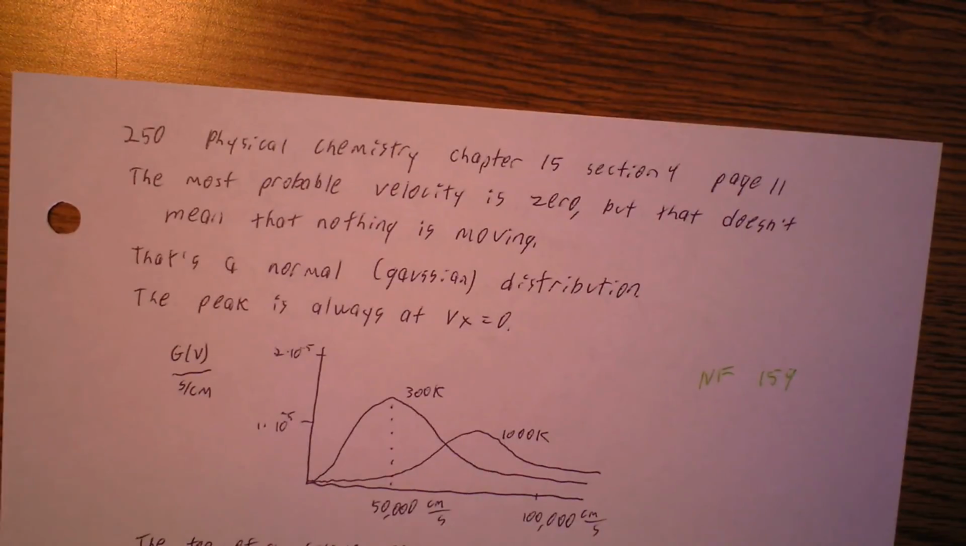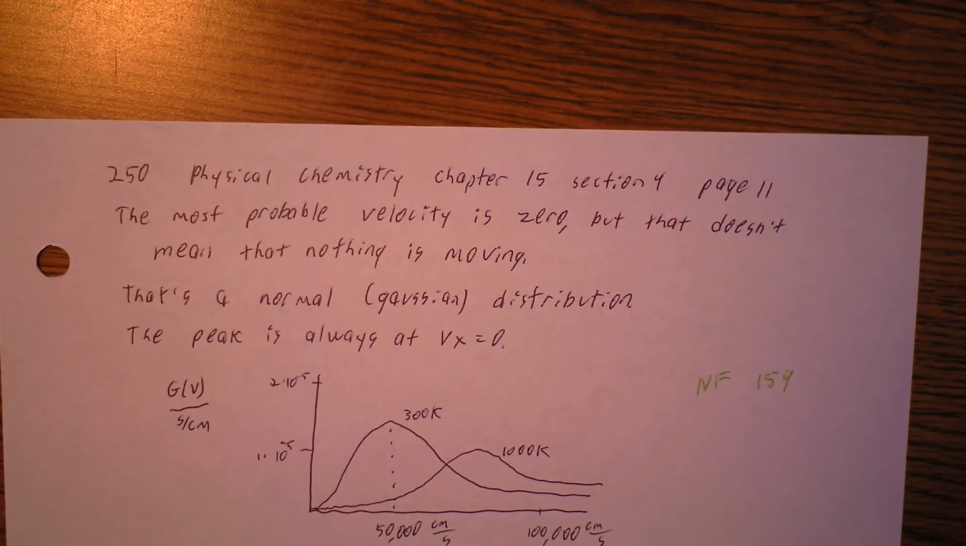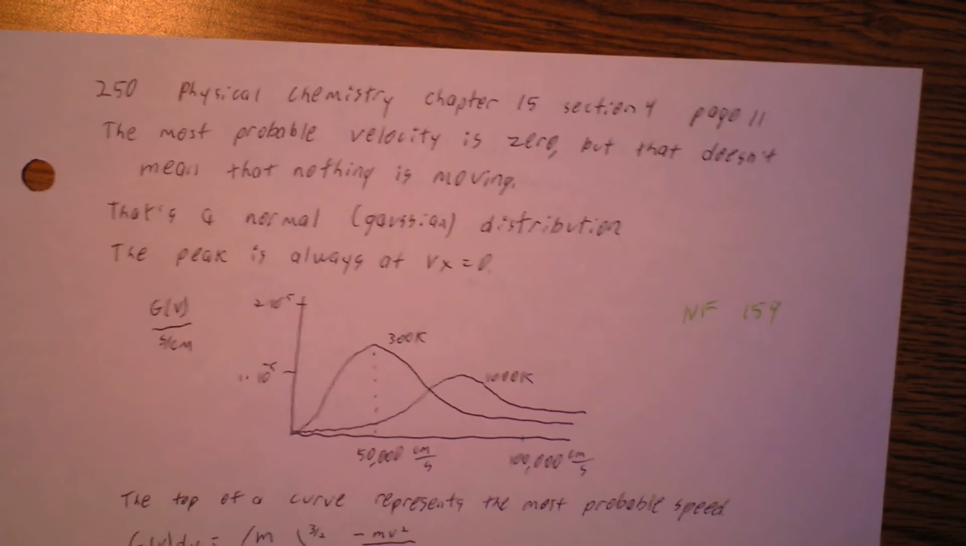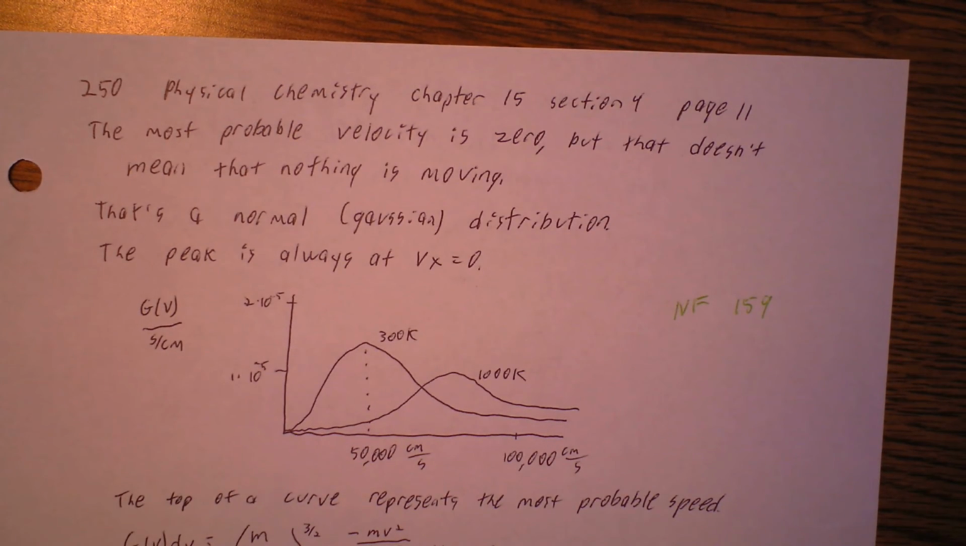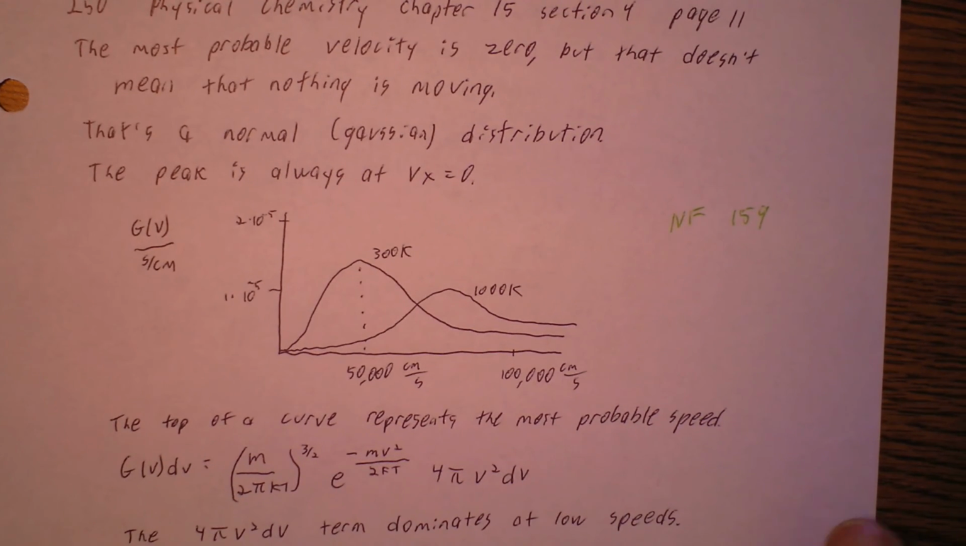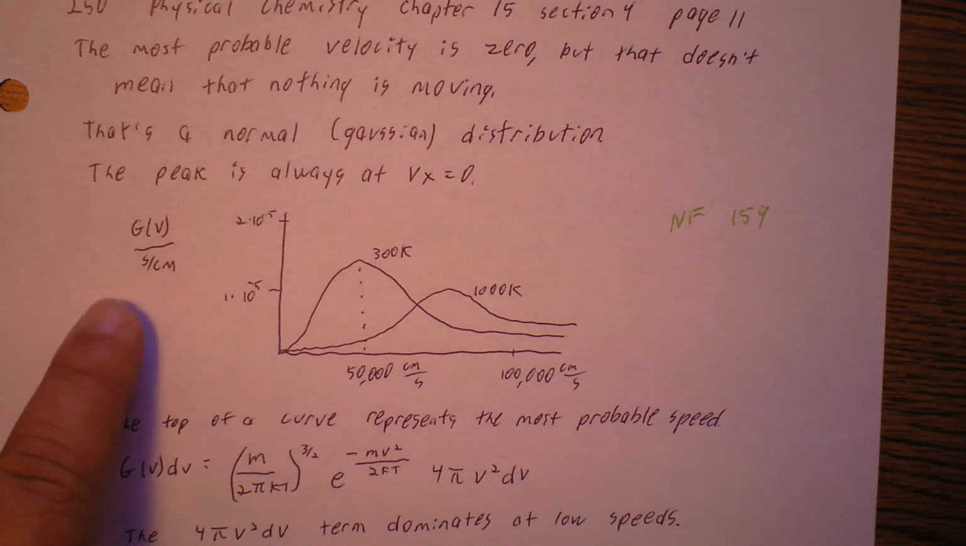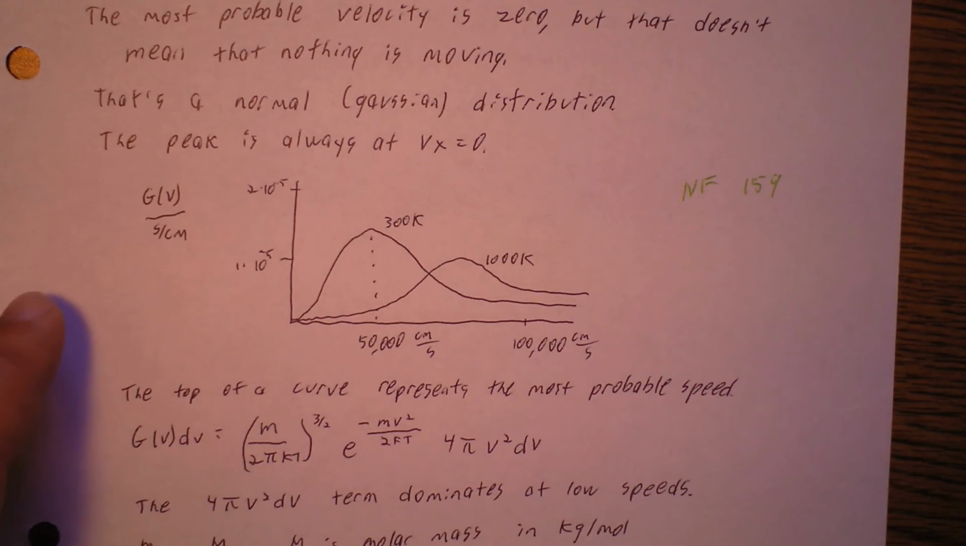So the most probable velocity is 0. But of course, that doesn't mean that nothing is moving. It just means half the molecules have a positive velocity and half the molecules have a negative velocity, and they cancel out to 0. So that's a normal Gaussian function. The peak is always going to be at Vx equal to 0, or Vy equal to 0, or Vz equal to 0.